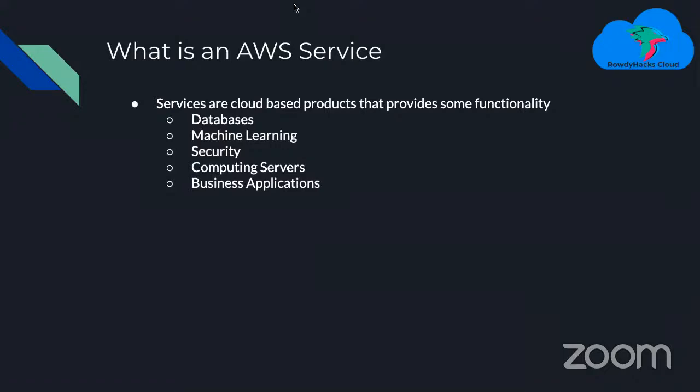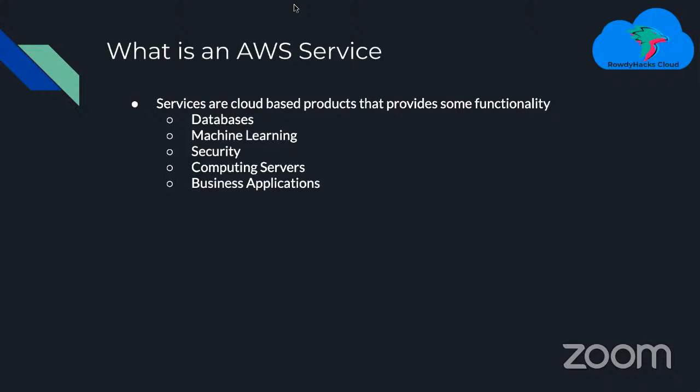So a little bit more about AWS services. Lambda is only one service. AWS actually offers, they say they offer 175, but there are a lot more than that. And these services are cloud-based products that provide functionality. So things like databases, there's machine learning, there's security, which we'll talk about at the end. The computing servers, so you can have those instances where you have a server that you have to manage, or you can have a Lambda function.